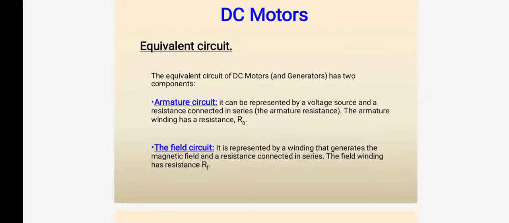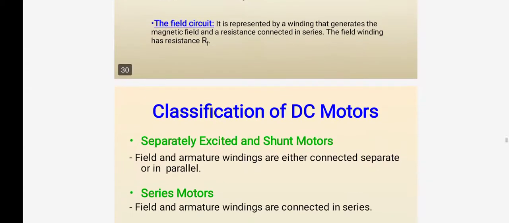Now we are going to discuss the equivalent circuit. The equivalent circuit of the DC motor and the generator has two components, the armature circuit and the field circuit. The armature circuit can be represented by a voltage source and a resistance connected in series, the armature resistance. The armature winding has a resistance Ra. The field is represented by the winding that generates the magnetic field and a resistance connected in series. The field winding has a resistance Rf.